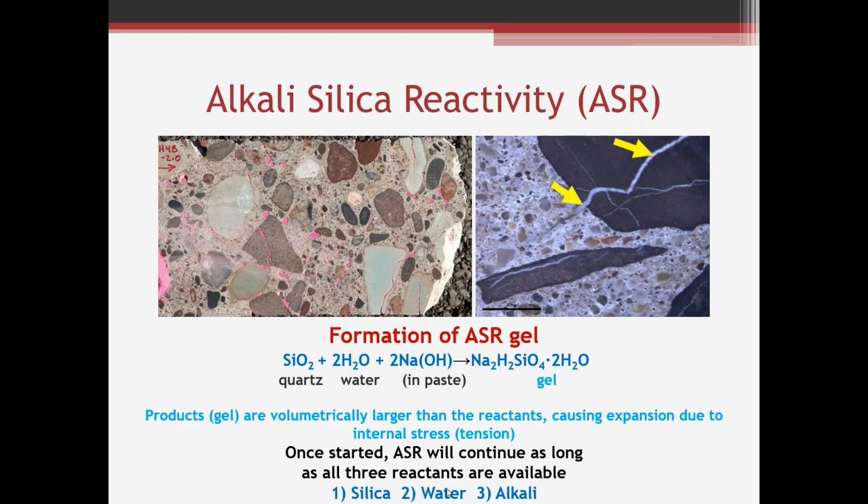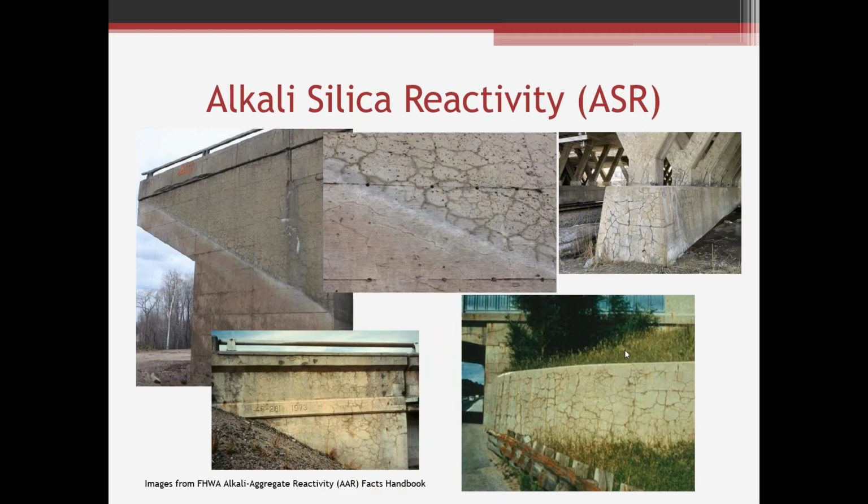Probably the easiest one to remove would be water, and this water is external water. So we typically only see ASR distress in exterior concrete that's exposed to water, and a lot of times it's the wetting and drying process that exacerbates it. All of these pictures are from the Federal Highway ASR AAR handbook, but these two here on the top are pretty interesting.